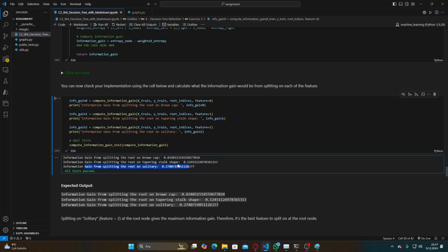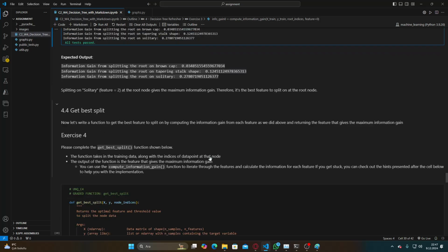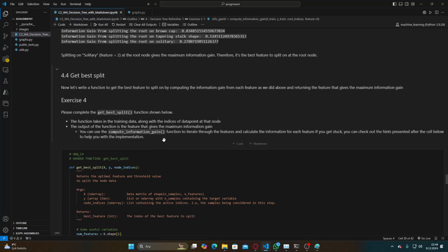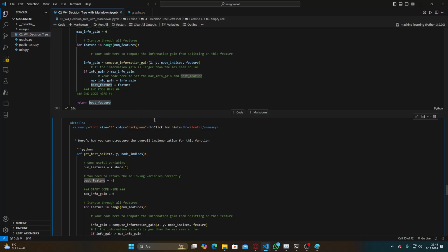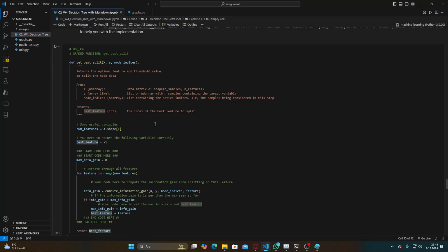and solidity and stalk shape is here. And get best split is the function below. Okay, the function takes in the training data along with the indices of data points at any node. The output of the function is the feature that gives the maximum information gain. The function iterates through the features and calculates the information gain for each feature. If you get stuck, okay, actually I got stuck and I checked the code in here because I couldn't write it myself, because I didn't fully understand what the function was doing.